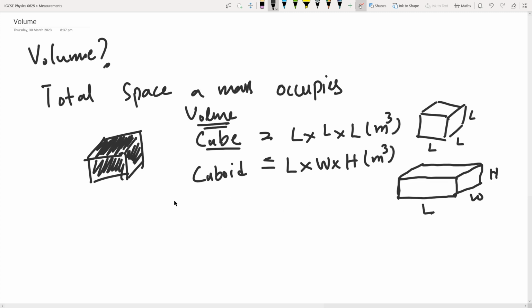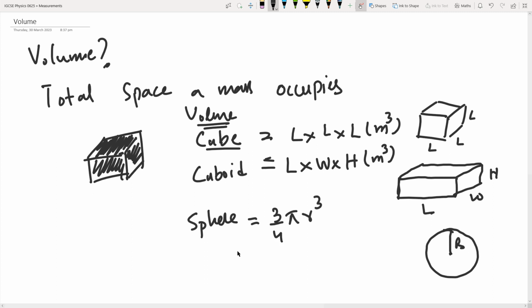Then we usually get to work on spheres, right? So for a sphere, we need to understand that a sphere is actually a round object. It can be translated into a two-dimensional circle with a certain radius. So when we talk about the volume of a sphere, it is actually 3 by 4 pi r cube, right? That's how we calculate the volume of a sphere, right?